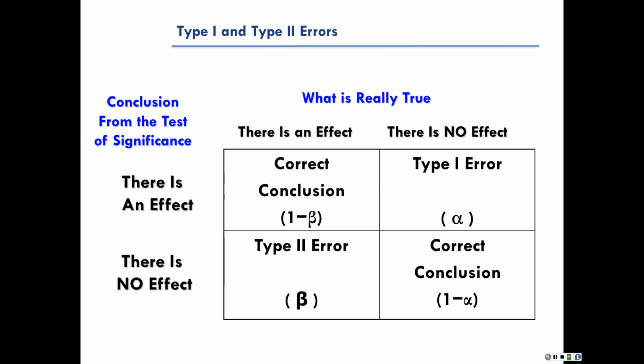And so the type 1 error, which is alpha, is where there is no effect in reality, and we conclude based on our tests that there is an effect. For instance, say we were doing a clinical trial of a drug, and we concluded that the drug lowered people's cholesterol when it actually didn't. That would be an example of a type 1 error.